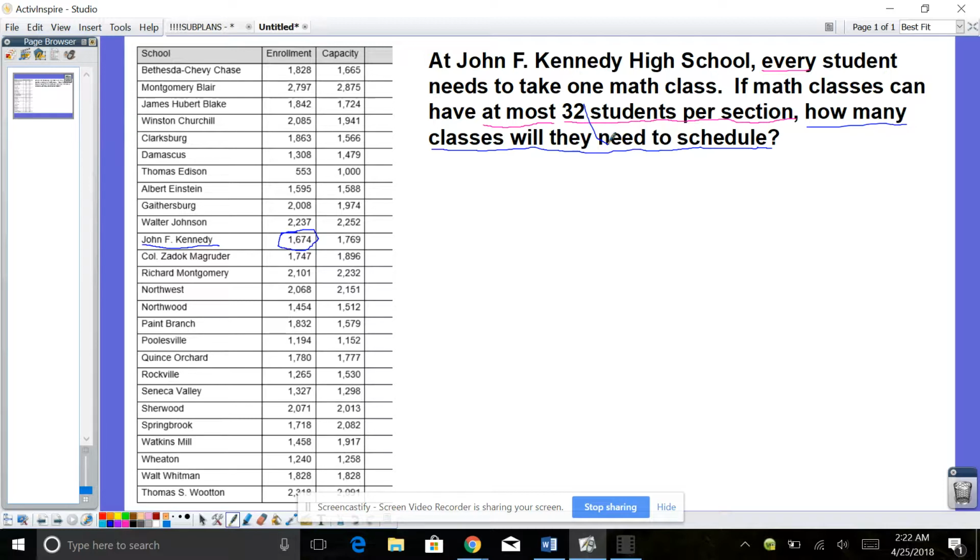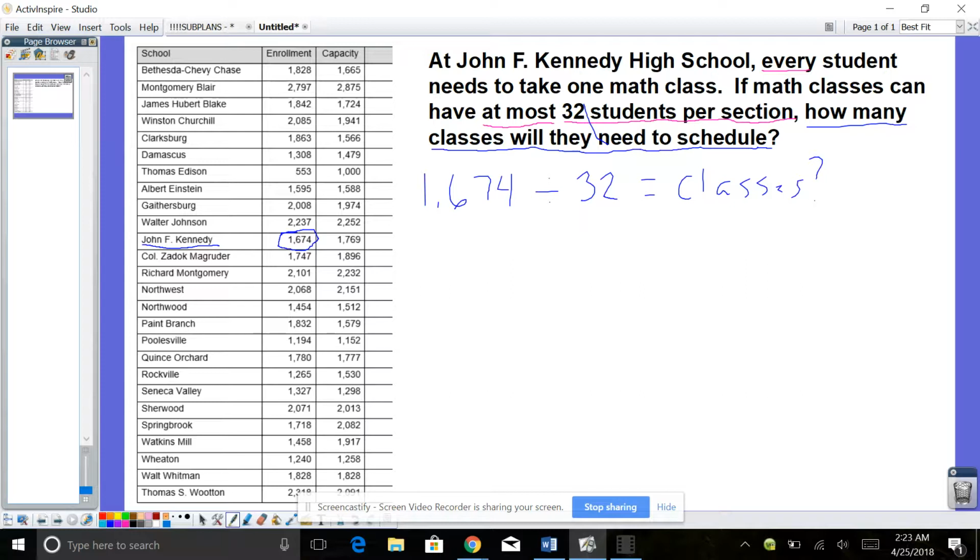Hopefully you said division, because I know the total number of students and I know how many students to put in each group. The only thing I don't know is my groups, which is how many classes I need scheduled. So I can build the equation 1,674 divided by 32 students in every class, and I should find out how many classes I need in the schedule at Kennedy High School. I do not know how many classes.